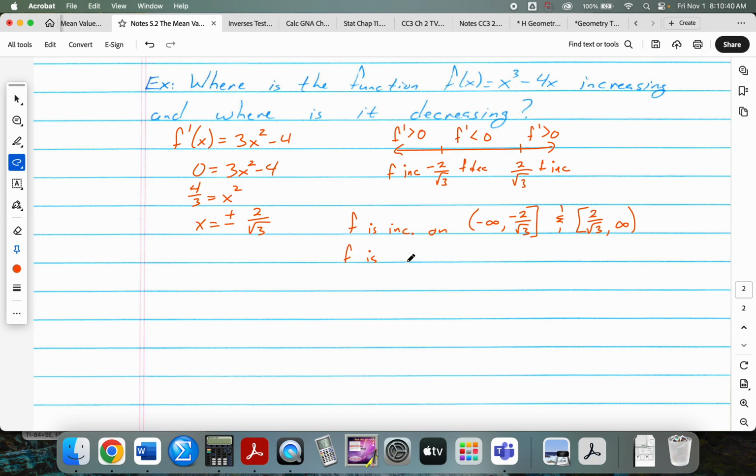And f is decreasing on the closed interval on both ends from negative 2 over the square root of 3 to 2 over the square root of 3.